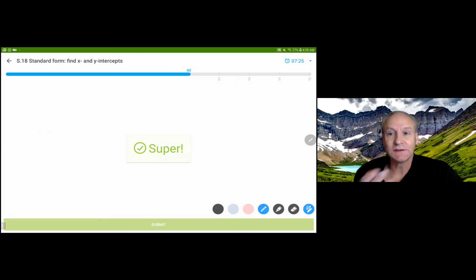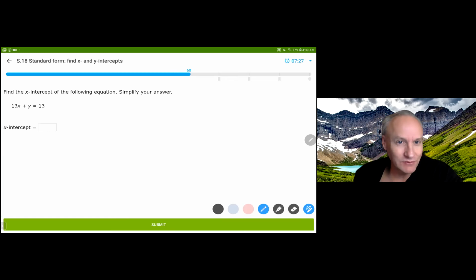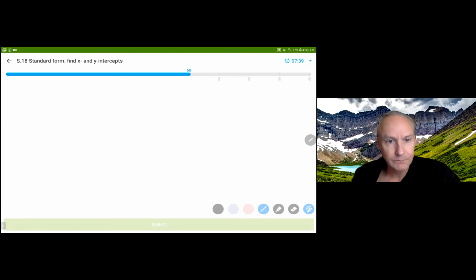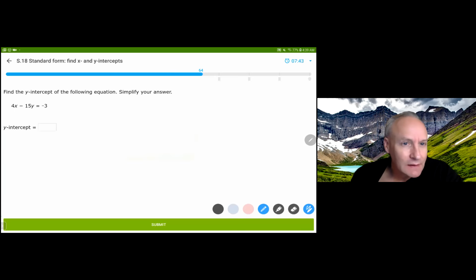Make sure you watch the original part so that you know why I'm doing what I'm doing. I'm interested in the x-intercept, which is going to let y equal 0, and then x is going to be 1. I'm dividing by 13 on both sides. It's actually 1, 0. Don't forget.